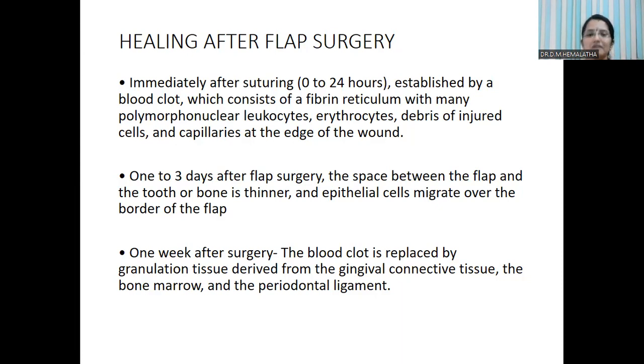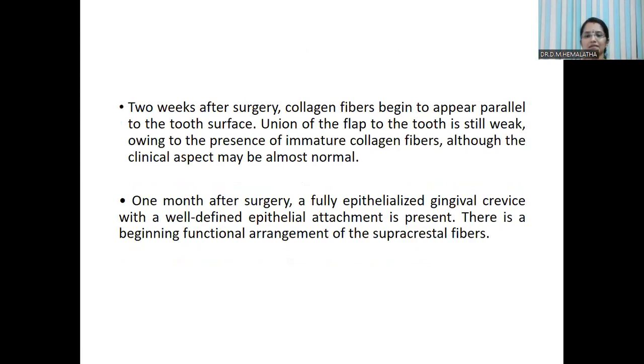One week after the surgery, the blood clot is replaced by granulation tissue derived from the gingival connective tissue, bone marrow and the periodontal ligament. Two weeks after the surgery, the collagen fibers are arranged parallel to the tooth surface, and the union of the flap to the tooth is still weak because we have immature collagen fibers. One month after the surgery, a fully epithelialized gingival crevice with a well-defined epithelial attachment is present, and the beginning of functional arrangement of the supracrestal fibers is seen.